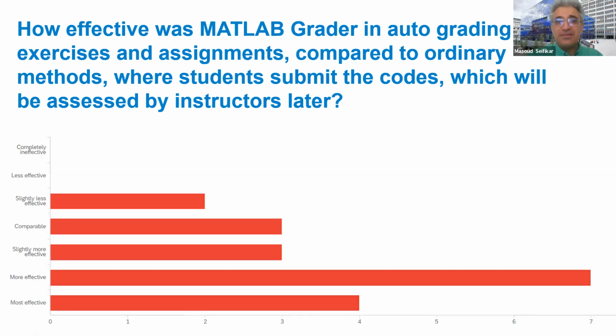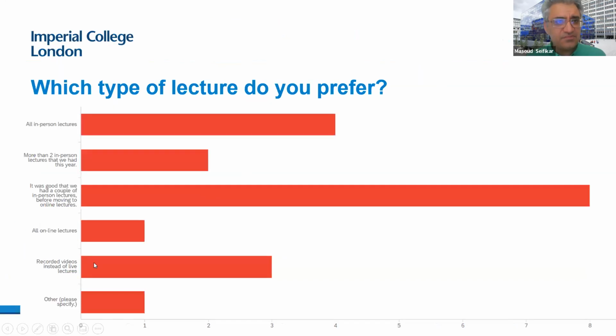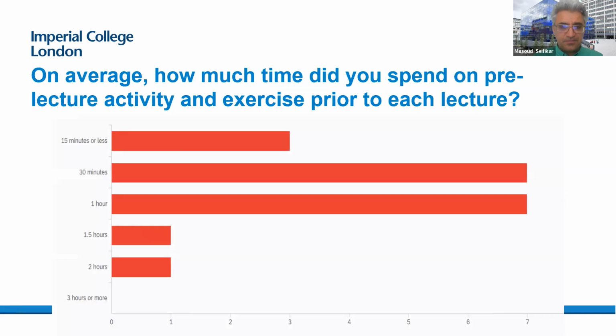How effective was MATLAB Grader in auto-grading the exercises and assignments compared to ordinary methods where students submit the code, which will be assessed by an instructor later? Again, only 2 students said less effective. Most students found it more effective. Which type of lecture do you prefer? A few people said all in person, but lots of people said that a mix was good. We had a couple of in-person lectures before moving to online lectures.